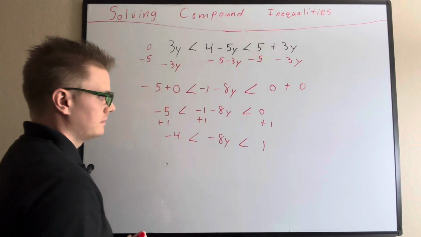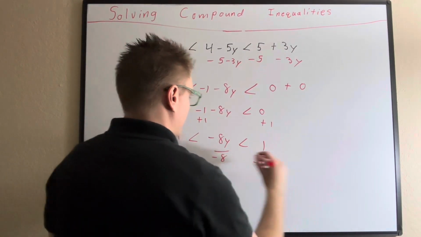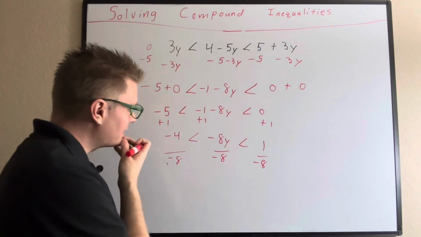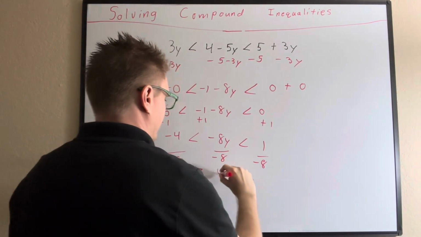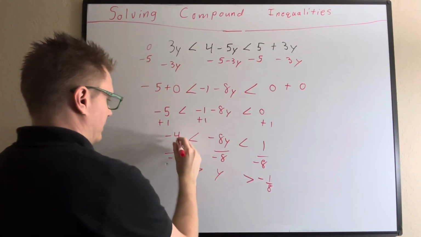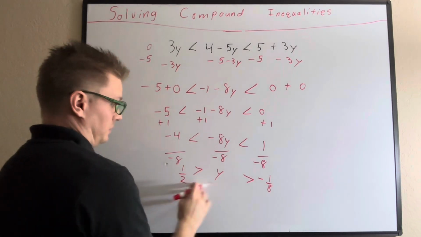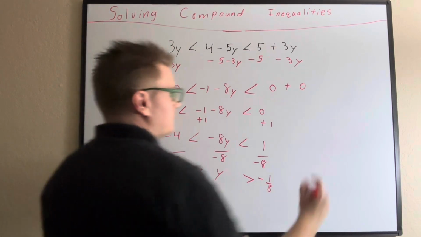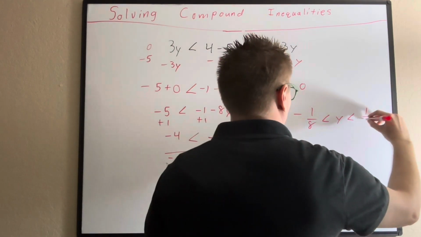Okay. Now what? Divide by a negative 8. Oh, no. Gotta flip the signs. So now we're going this way. Negative 1/8. And 4 divided by 8, 1/2, right? Positive 1/2 is greater than any negative number. Yeah, so here we go. Negative 1/8 less than y is less than 1/2.